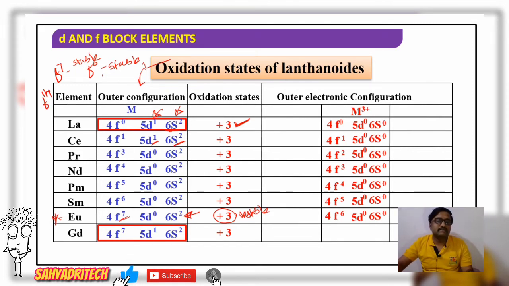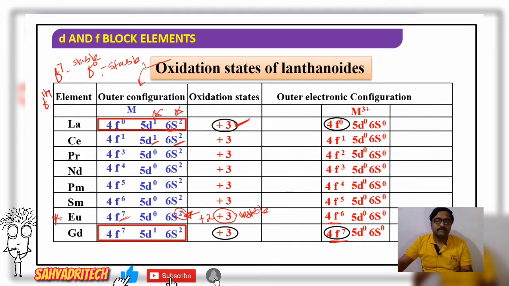Why are we saying it is unstable? Since it already has a stable configuration. Then which is stable? It may show +2 oxidation state. If it loses these 2 electrons, it gets a half-filled, more stable configuration. If at all it loses 3 electrons, the remaining configuration is 4f6 5d0 6s0. Then for gadolinium, it readily loses 3 electrons, so that it gets a half-filled configuration, 4f7 5d0 6s0.